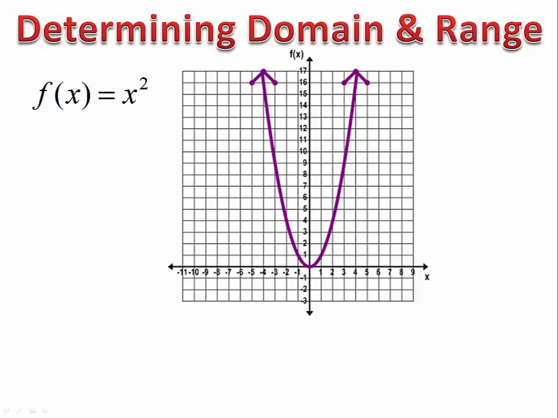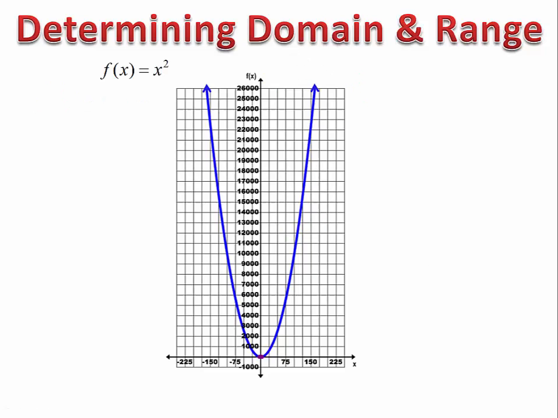How about a relation like this? This is a little different because while there is a low part of the graph, we have arrows on the ends which indicate that it continues moving along infinitely. To get a better idea of what's going on, let's zoom out a little bit. Here we see the graph of our relation, f of x equals x squared.